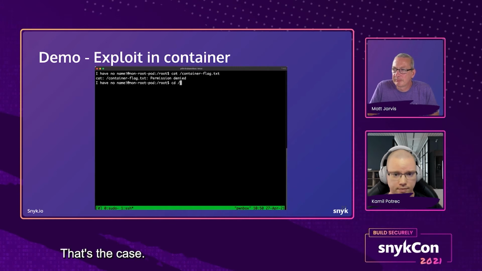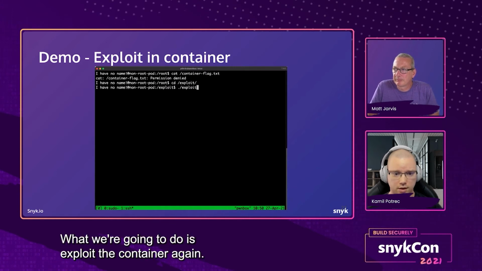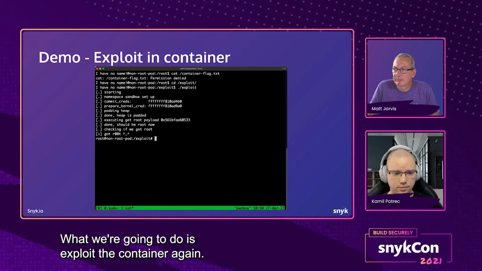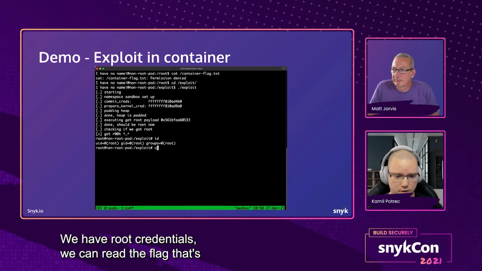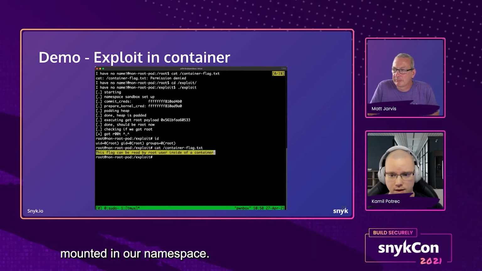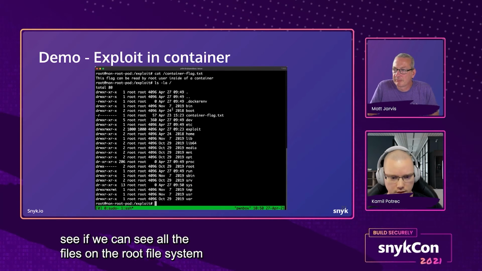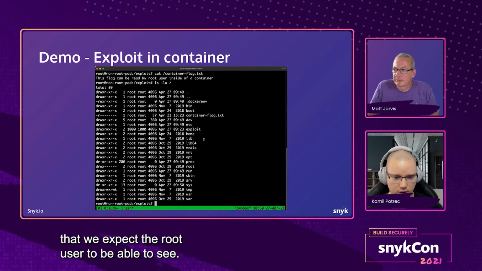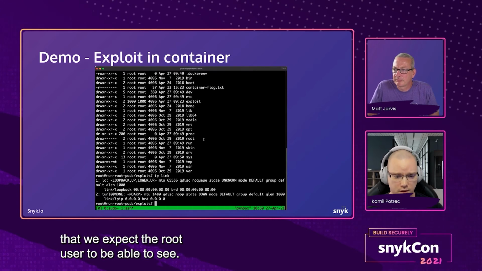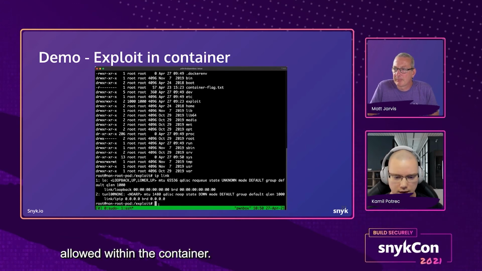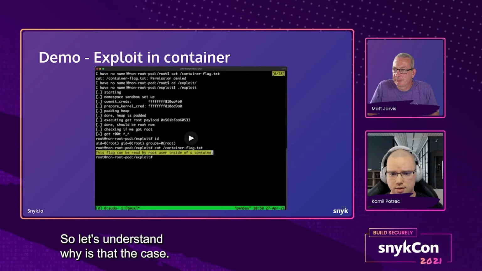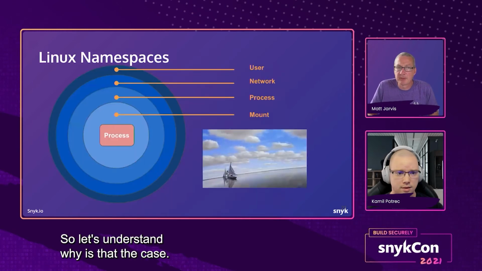That's the case. What we're going to do is exploit the container again. And as we can see, our exploit appears to be working. We have root credentials. We can read the flag that's mounted in our namespace. What we're going to do next is see if we can see other files on the root file system that we expect the root user to be able to see. And we're also going to check the network interfaces. We see that we still only see what's allowed within the container. So let's understand why that is the case.